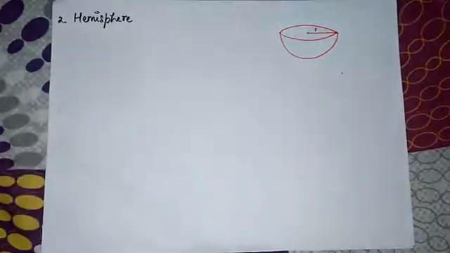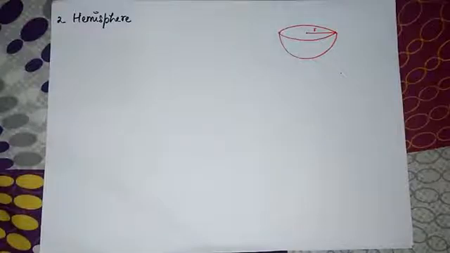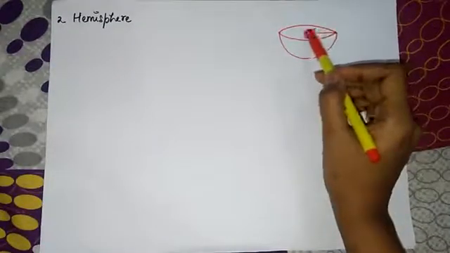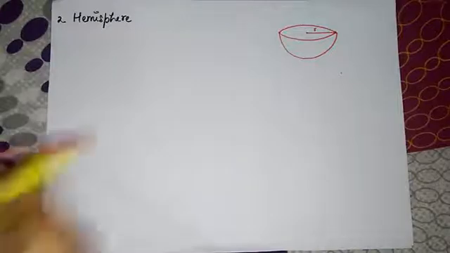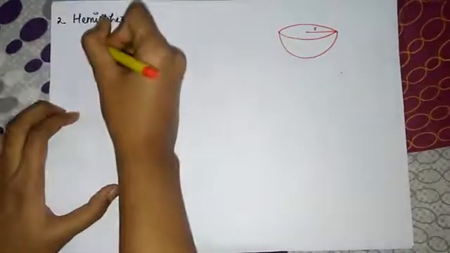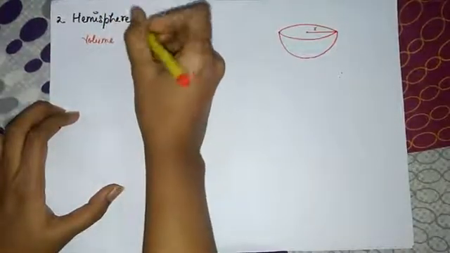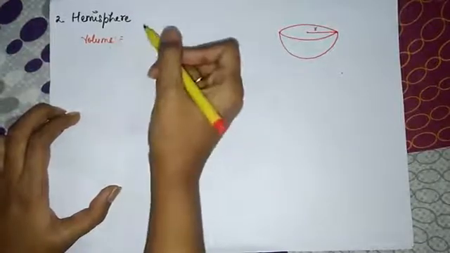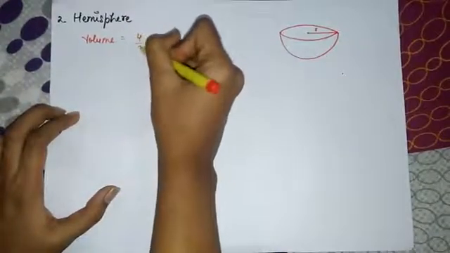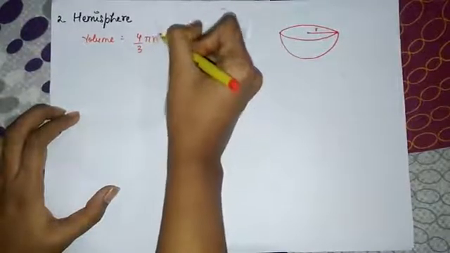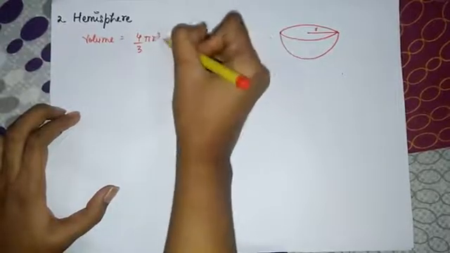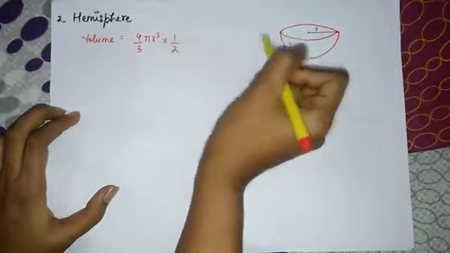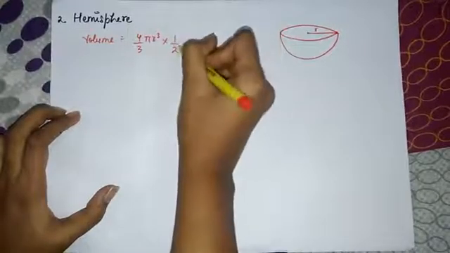It will look like this, right? And this is the radius of the hemisphere. So the volume of hemisphere is very simple. The volume of sphere was 4 by 3 pi r cube. So the volume of hemisphere will be half of this, because hemisphere is half of sphere, so its volume will also be half.